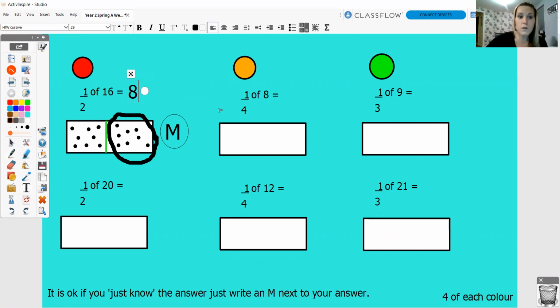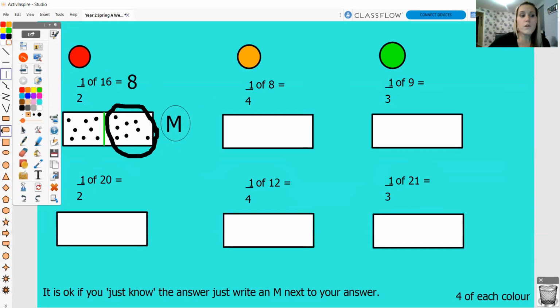And then we have quarters. There's a little M there before we move on, and that's because you might just know it. Lots of people know that half of 10 is 5. Lots of people know that half of 20 is 10. If you know it mentally, that's fine, but just pop the little M there so we know.